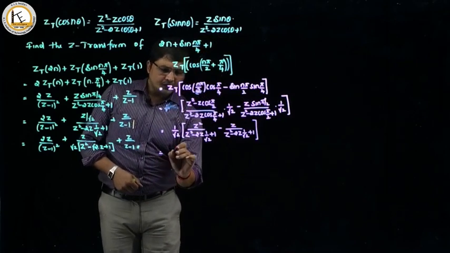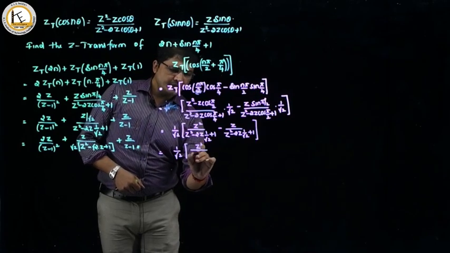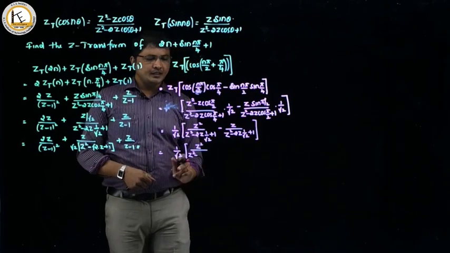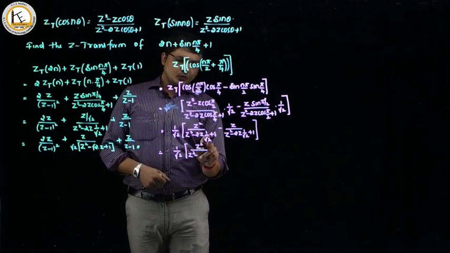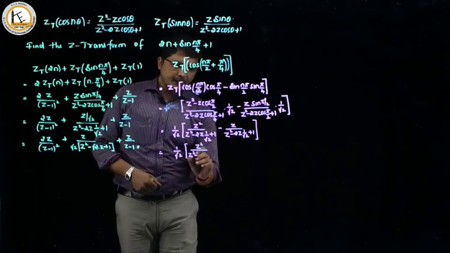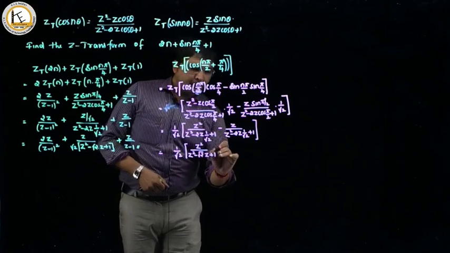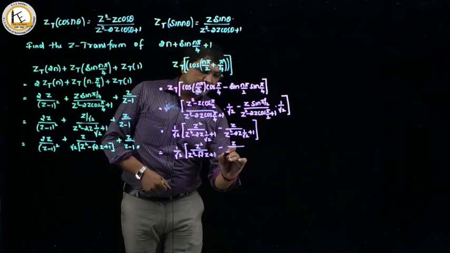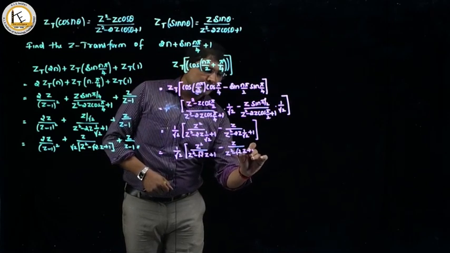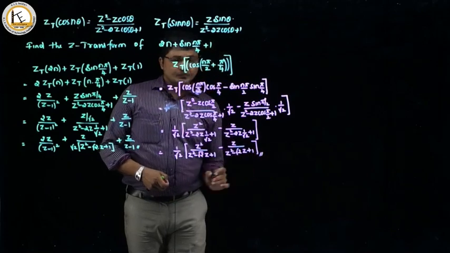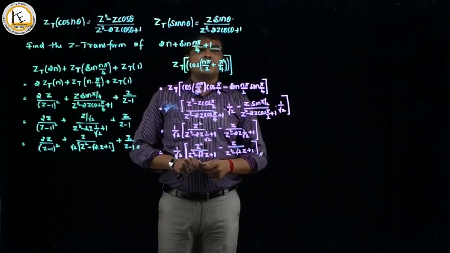So simplifying further, with 1 by root 2 common, z square as it is divided by z square minus, and since there is 2 here, this 2 can be written as root 2 into root 2. One root 2 cancels, and one root 2 remains here. So it is root 2 into z plus 1, minus z divided by z square, here also the same, root 2 into z plus 1. So this is the z transform of cos n pi by 2 plus pi by 4.